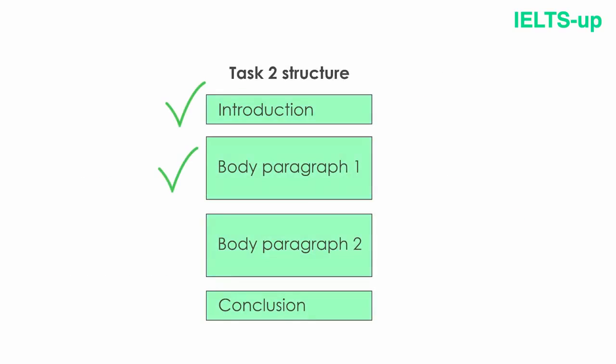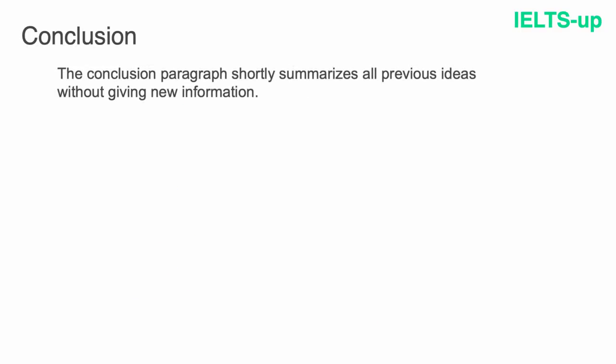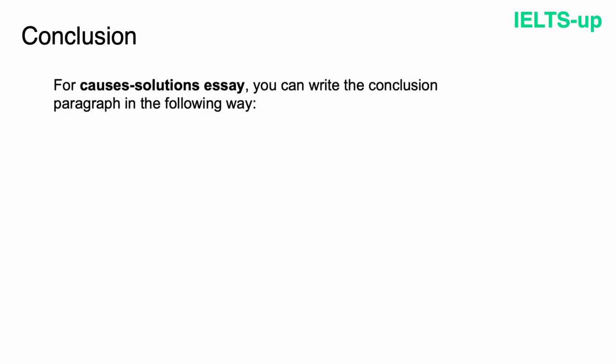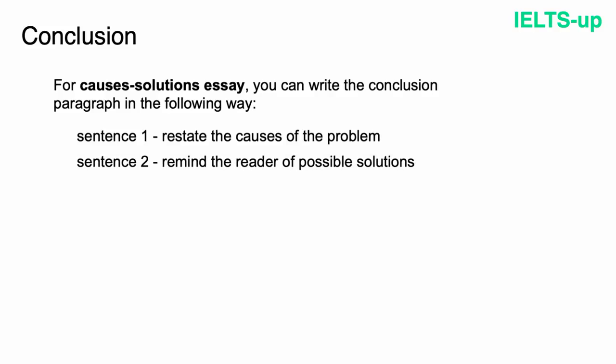Well done! Now we're done with the introduction and 2 body paragraphs, and it's time to start writing the conclusion paragraph. The conclusion paragraph shortly summarizes all previous ideas without giving new information. For a causes and solutions essay, you can write the conclusion paragraph in the following way. Sentence 1. Restate the causes of the problem. Sentence 2. Remind the reader of possible solutions.